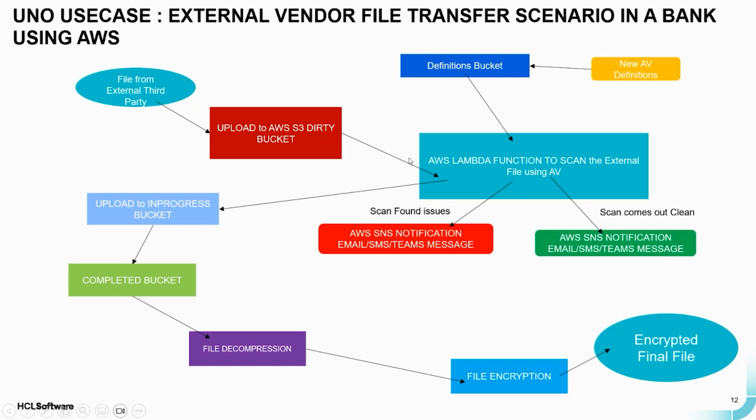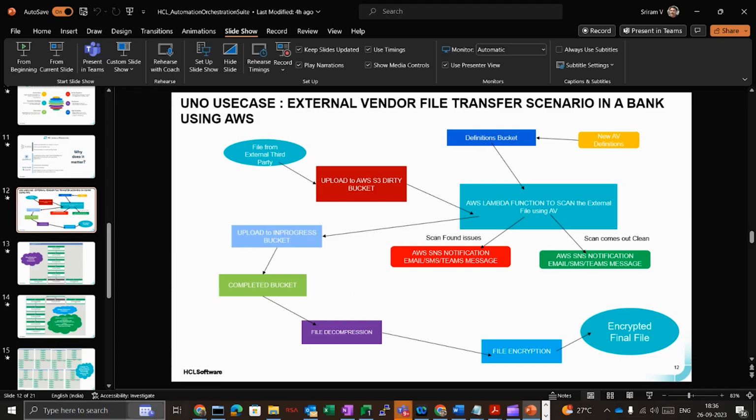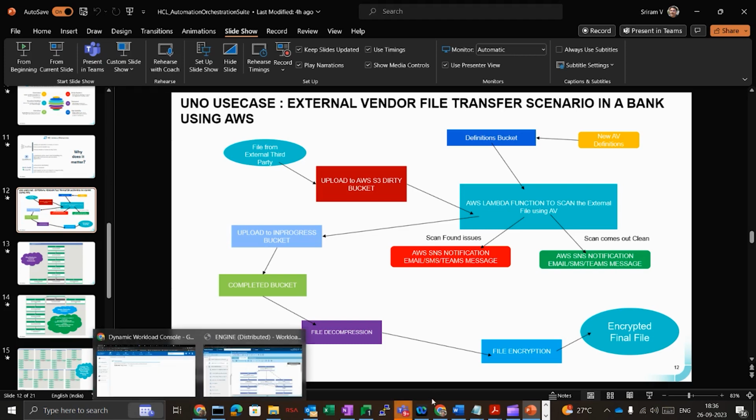And in case the scan comes out clean, we are also going to have an upload job that is going to upload into the in progress bucket. And subsequently, there's going to be another job that is going to upload into the completed bucket, followed by another job that is going to decompress the file. And then finally, to round it off, another job that would decrypt the file. So the whole process is going to be realized within the Universal Orchestrator.